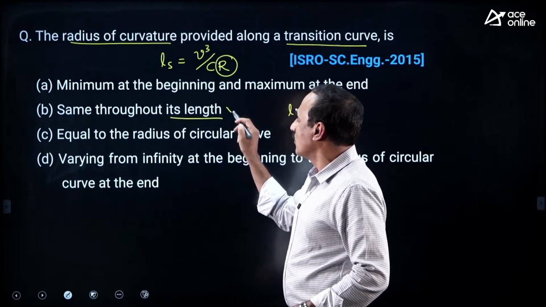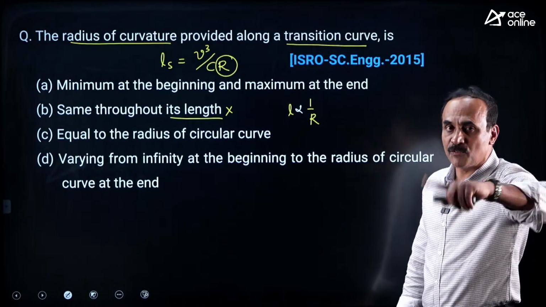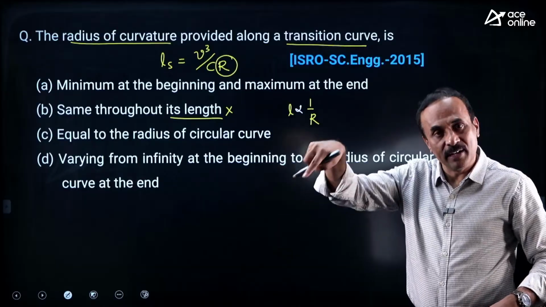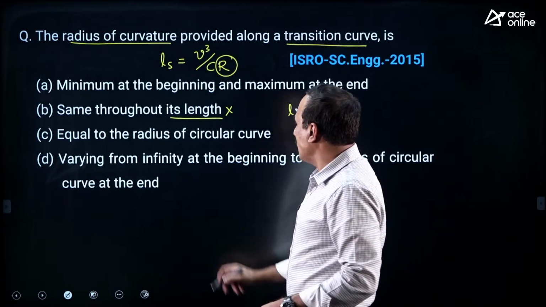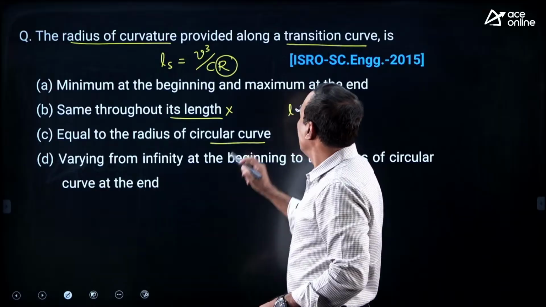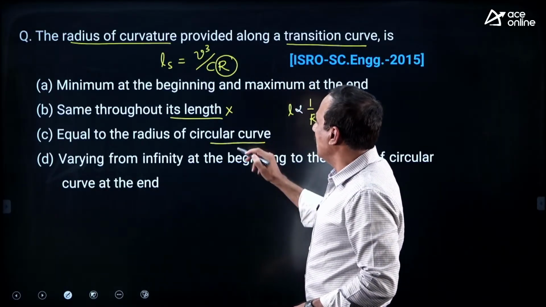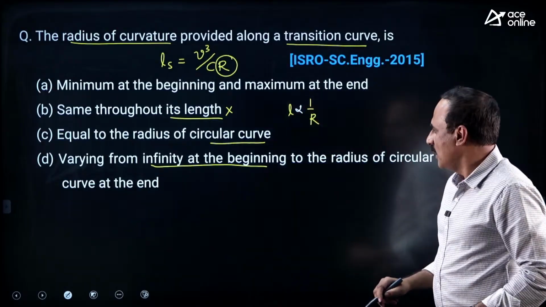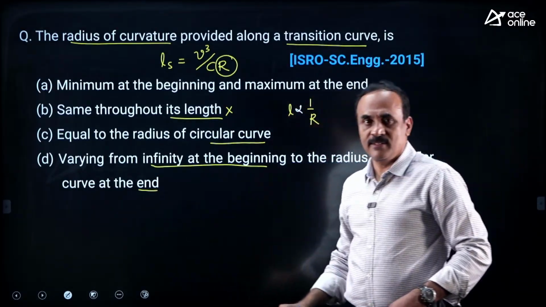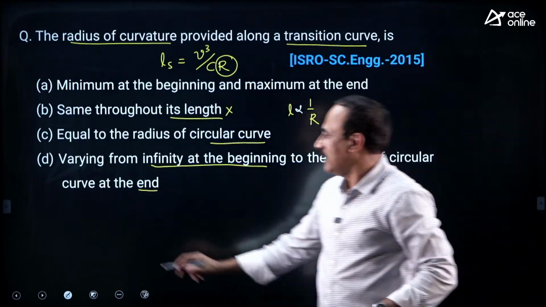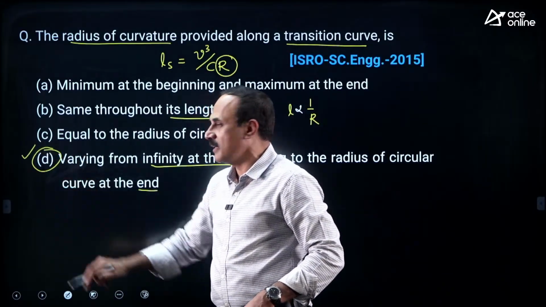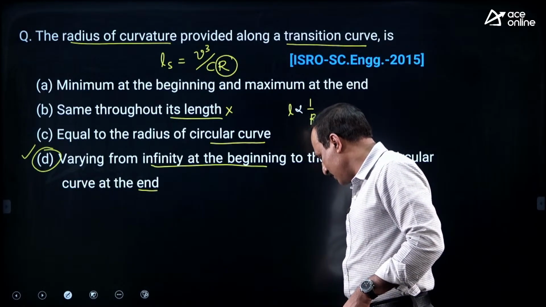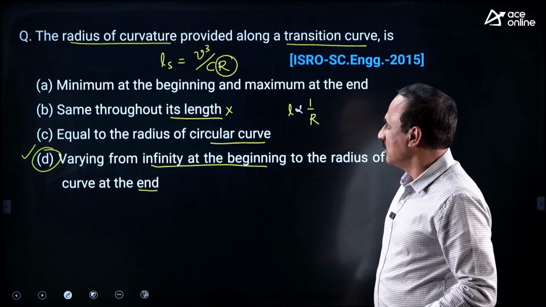Same throughout its length is wrong. Radius of curvature changes from point to point on the transition curve. On the circular curve, radius is constant, equal to the radius of circular curve. This is also wrong. So, it varies from infinity at the beginning and it reaches the radius of the circular curve at the end. So, the most suitable answer is option D. Yes, rightly answered, very, very nice. Whatever you are commenting is correct.